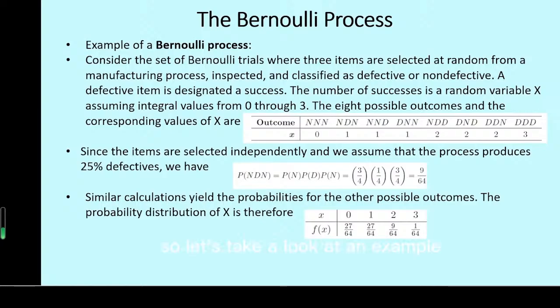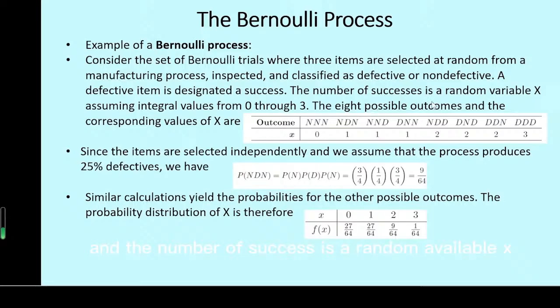So let's take a look at an example. Consider the set of Bernoulli trials where 3 items are selected at random from a manufacturing process, inspected, and classified as defective or non-defective. Here, the defective item is designated as a success. In a Bernoulli process, success does not mean good or not good. Success is just the result which we are interested in. So for example, the defective item is the result we are interested in, so we call this a success.